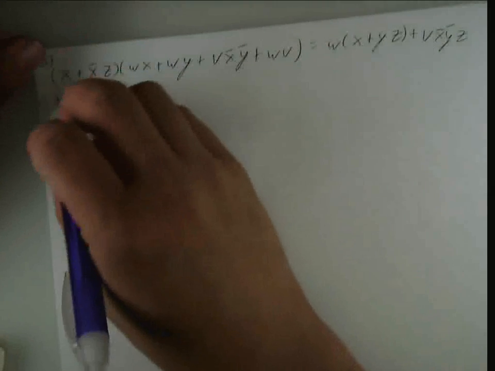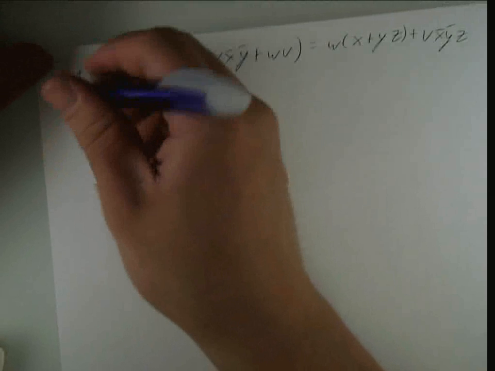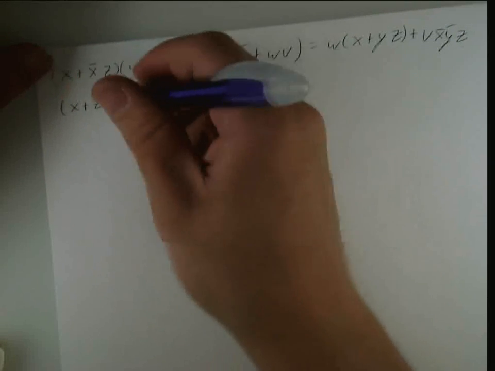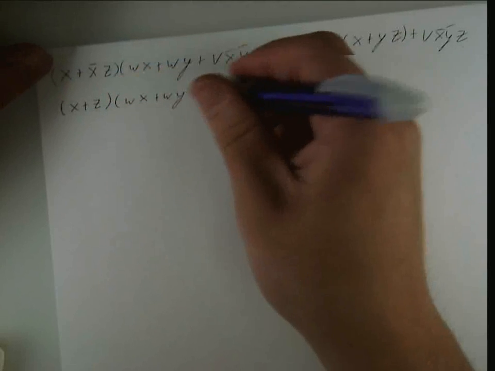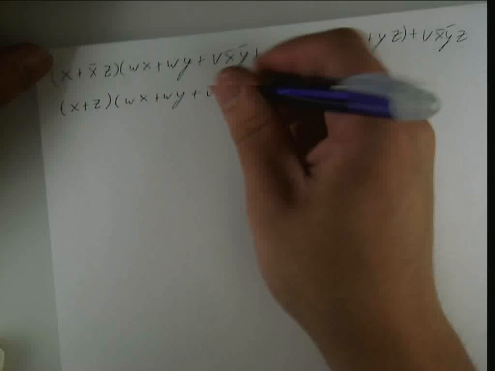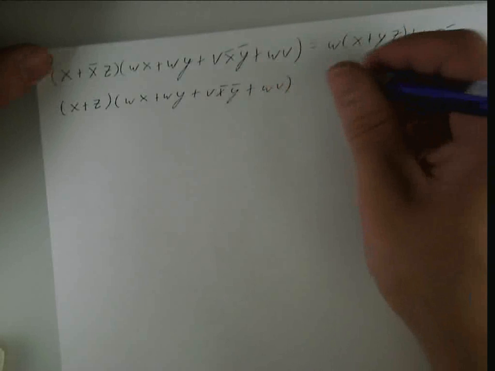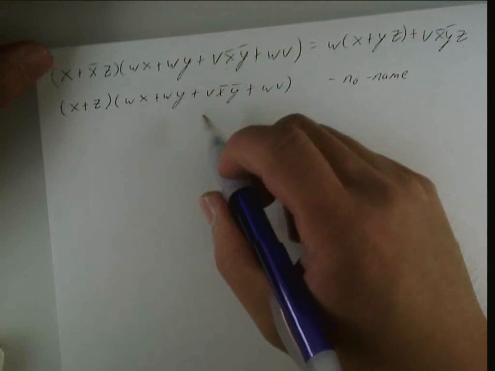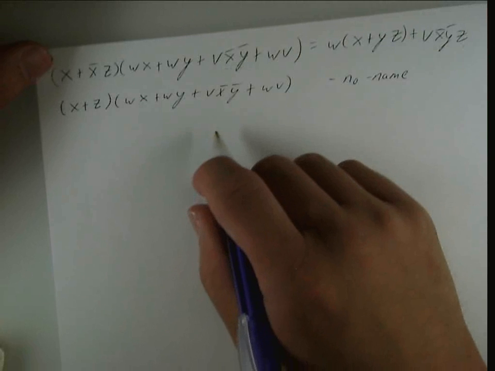So here I have a straightforward no name property. So we'll simplify that to x or z, wx or wy, or v x bar y bar, or wv, and that was using no name. And now let's see if there's anything I can really simplify up till here.